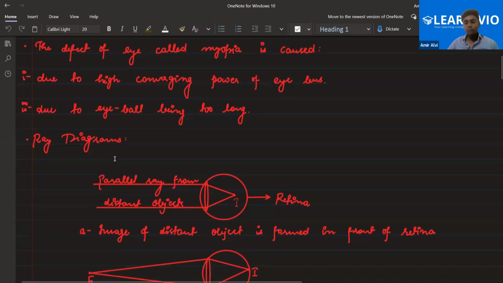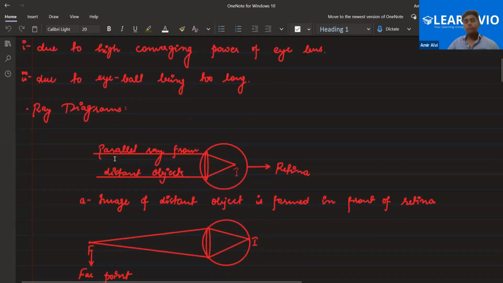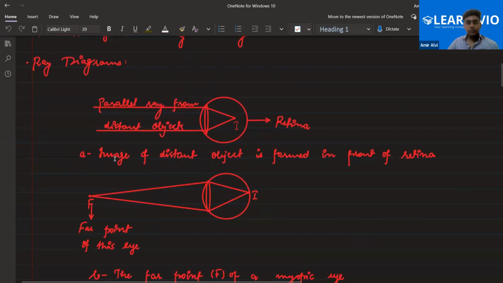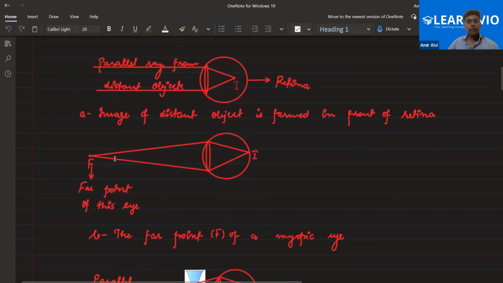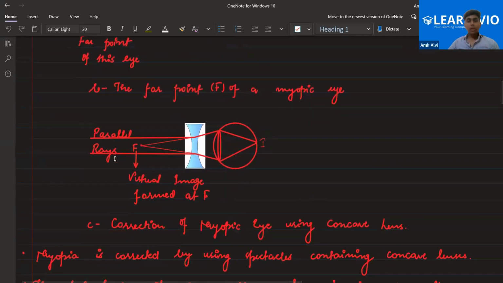Basically, we will discuss the ray diagrams in the next class. Right now, we are going to complete the theory of this, and we will see the numericals as well in the next class. One more thing.